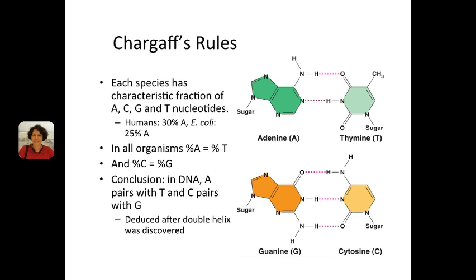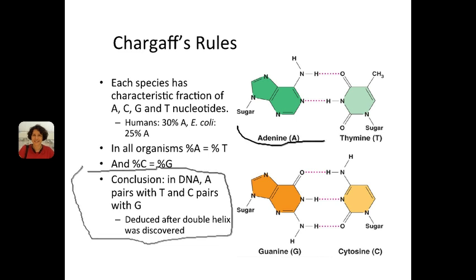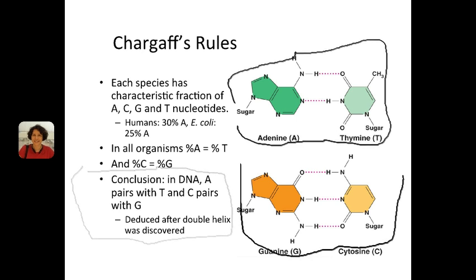In E. coli, it has 25% A, so that would mean 25% A, 25% T, and then G and C would be 50 together. Each of them would also be 25%. That's just by coincidence. E. coli appears to have about equal percentages of all the 4 nucleotides. The conclusion, though, that you can come to from the fact that the percentage of A is always the same as the percentage of T, and C is always the same as G, is that A pairs with T and G pairs with C, which is indeed what happens.